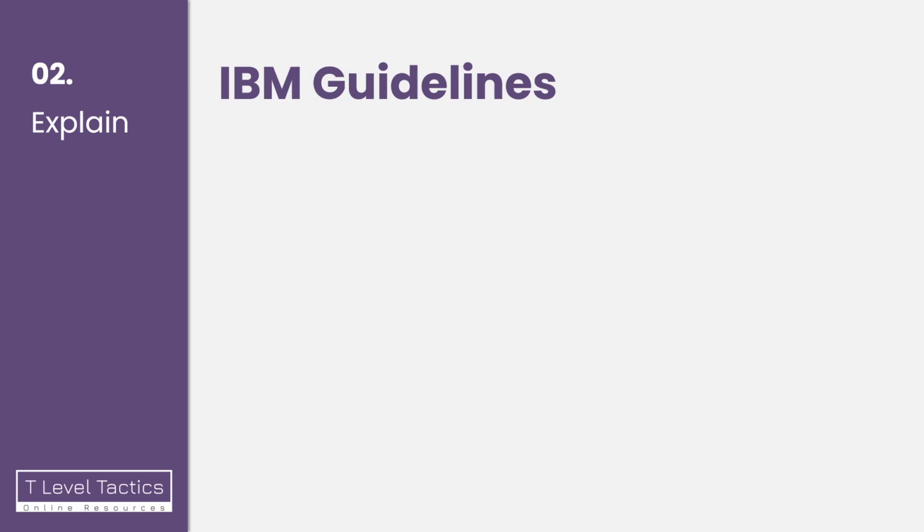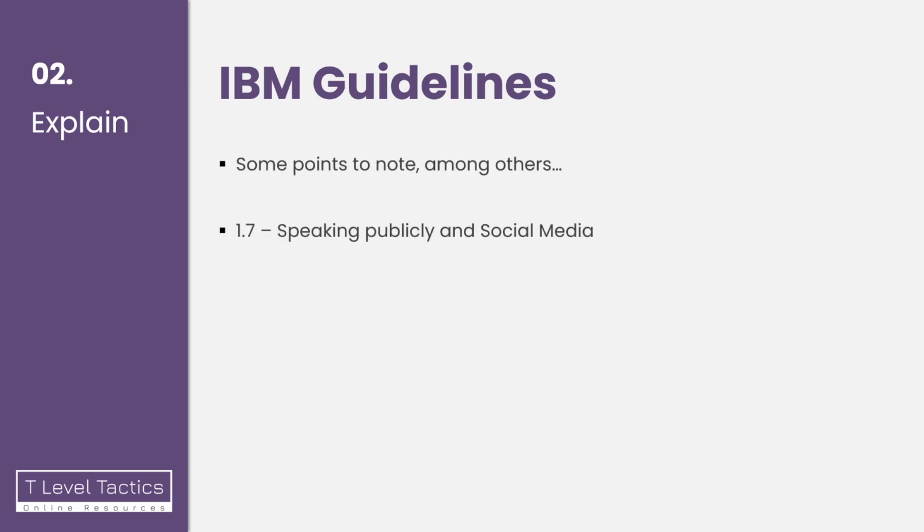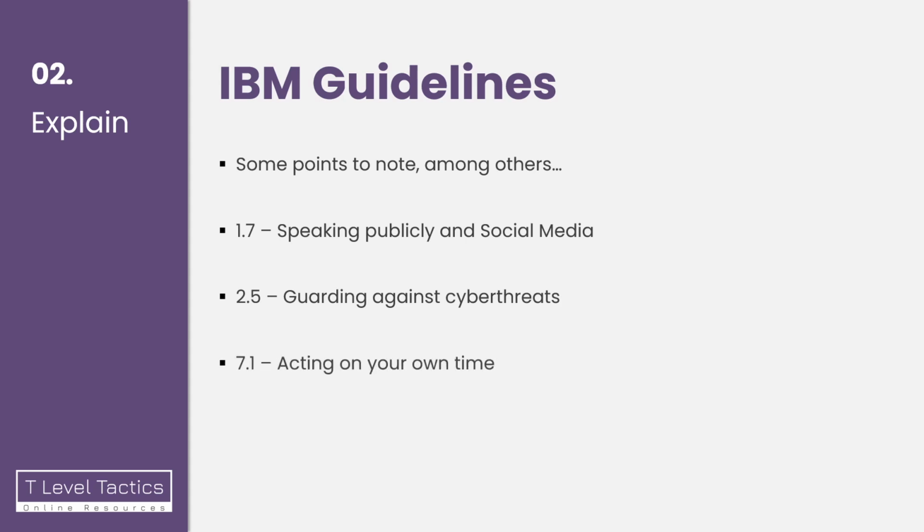Some points to note in this, among others. Section 1.7, speaking publicly and social media usage. 2.5, guarding against cyber threats and an employee's duty about that. As I noted already, 7.1, acting on your own time. And 7.3, steering clear of insider trading, which is to do with stock and share trading and making sure that you don't create a profit on that based on knowledge that other people may not have.